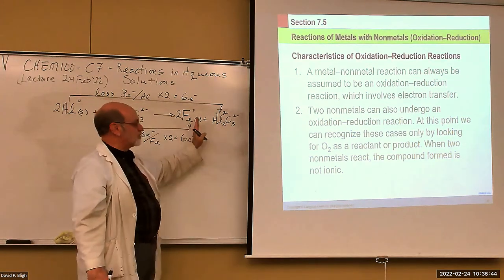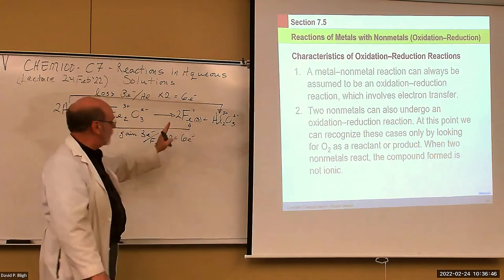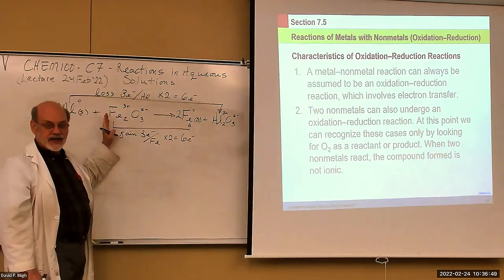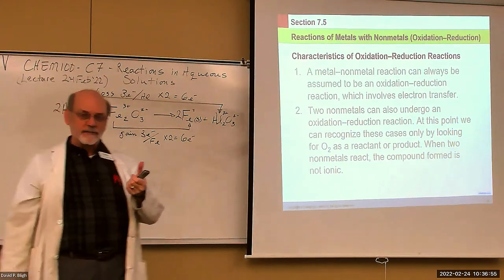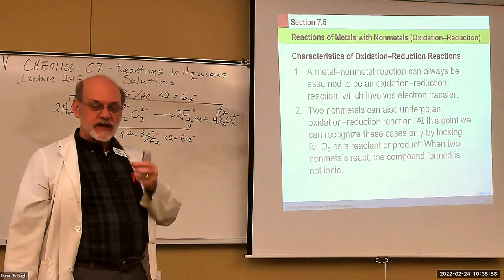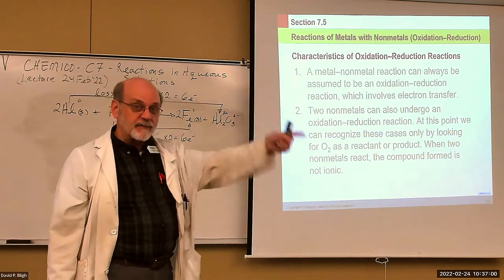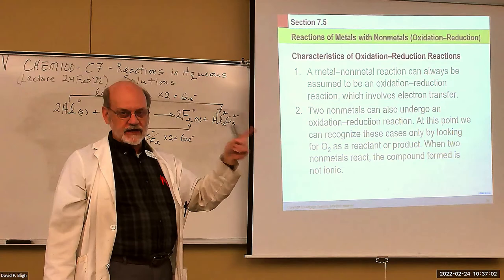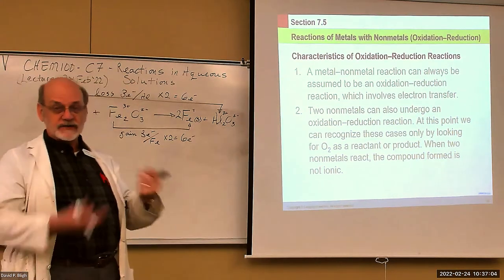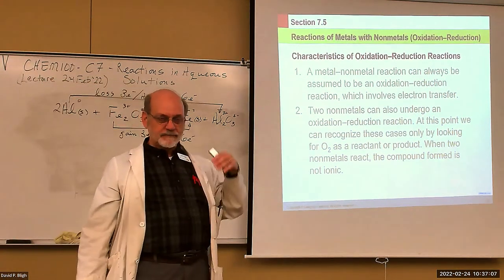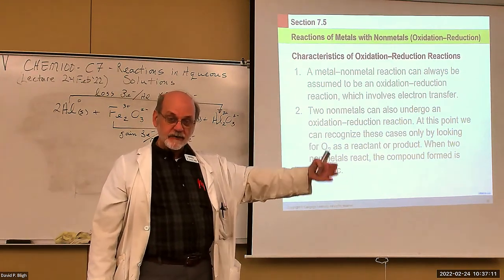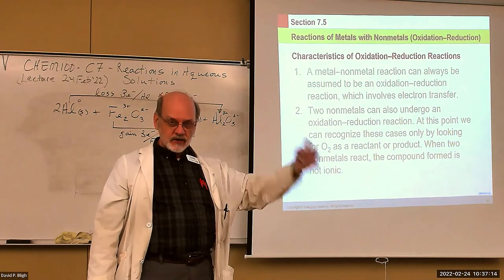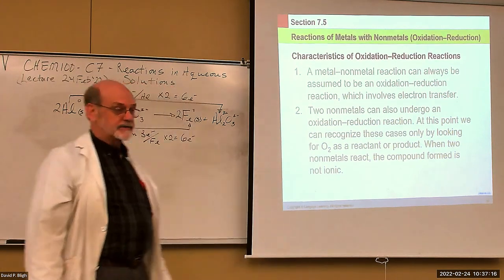Or if you have an element on the product side and it was derived from a compound on the other side, that also indicates an oxidation reduction reaction. This is a rule of thumb. If you see a reaction where you have an element here and it ends up in a compound, you know that's oxidation reduction. Or vice versa. If it's in a compound on this side and it ends up as a free element on that side, then you know an oxidation reduction has taken place.